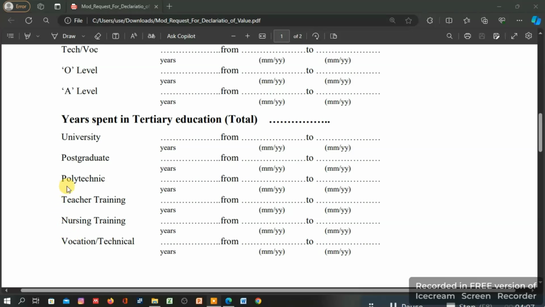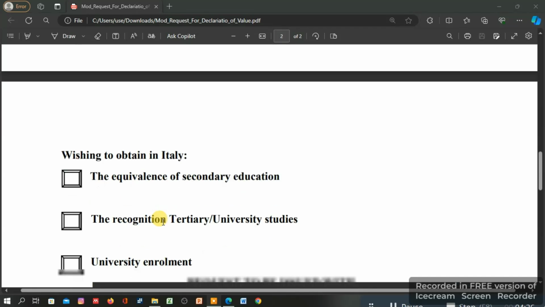Now if you have a university certificate, that is, the university is for a bachelor's degree, if you have that one, you put the years and the dates. And if you have a postgraduate, you put both of them, you understand. And if maybe you went to nursing training and you also went to university, you put both of them. So anyway, you should do that accordingly.